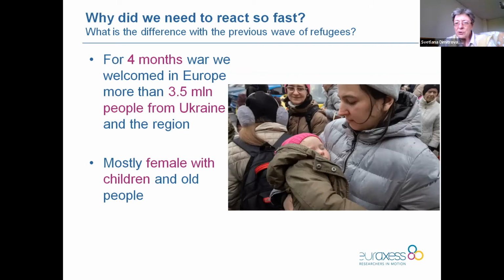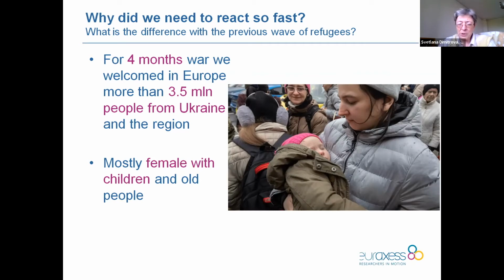Why did we need to react so fast? What is the difference with the previous wave of researchers? The difference is huge. Within the first 4 months of the war, we welcomed more than 3.5 million people from Ukraine and the region. Don't forget that there are refugees also from Belarus and from Russia, and they are subject to our support too.